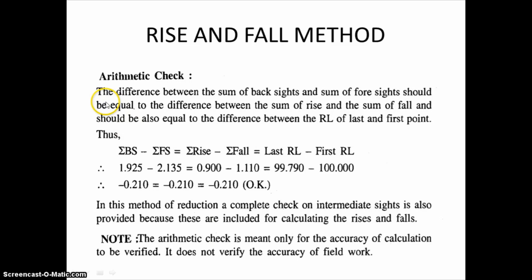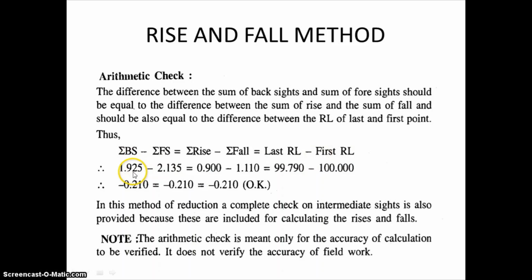And then the last one, that is regarding the arithmetic check. The difference between the sum of the backsight and the sum of the foresight should be equal to the difference between the sum of the rise and the sum of the fall, and should be equal to the difference between the RL of the last point and the first point. So we have already seen that summation BS minus summation FS is equal to summation rise minus summation fall is equal to last RL minus first RL.